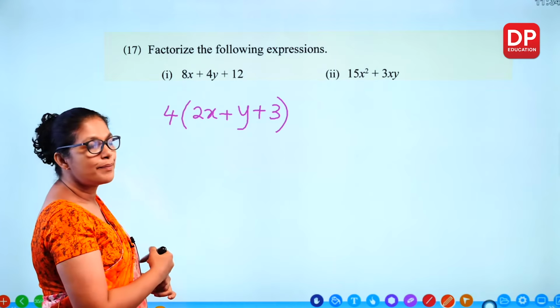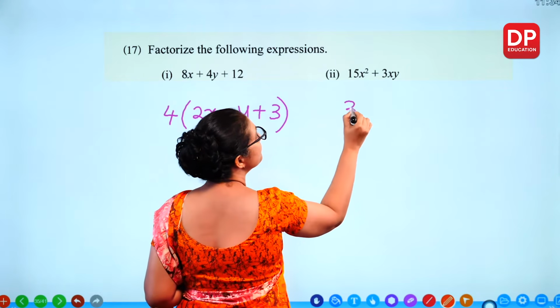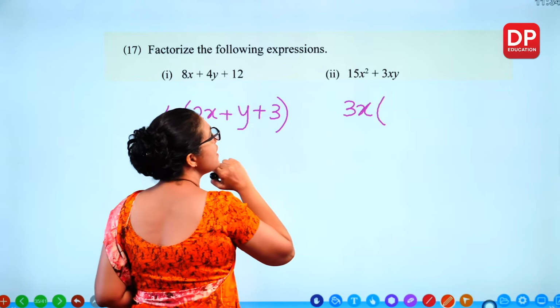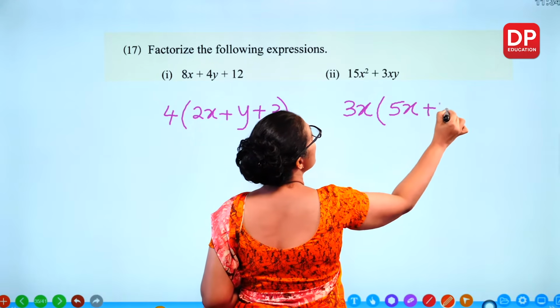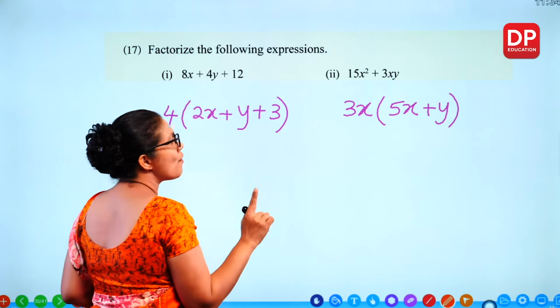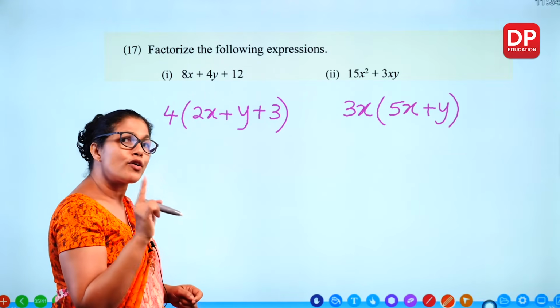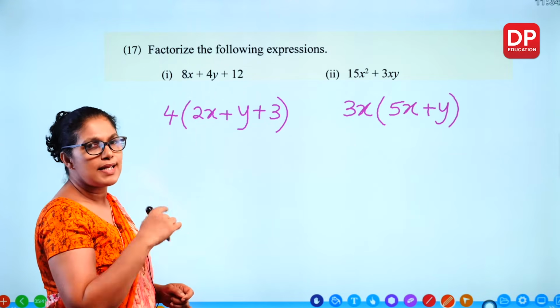Here, what's common? 3x is common. When you take out 3x, 5x remains and y remains here. So when you are factorizing, try to find all the common factors and take them out.